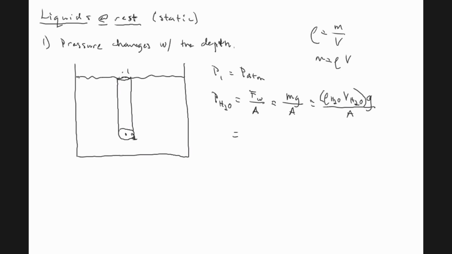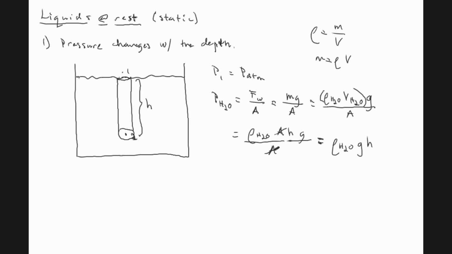And then volume is simply the cross-section times the height or the depth of that column, times gravity, divided by the cross-sectional area. So you notice that the cross-sectional areas cancel out, and the pressure due to water is simply the density of the fluid medium that we're in times gravity times how far we're below that medium.